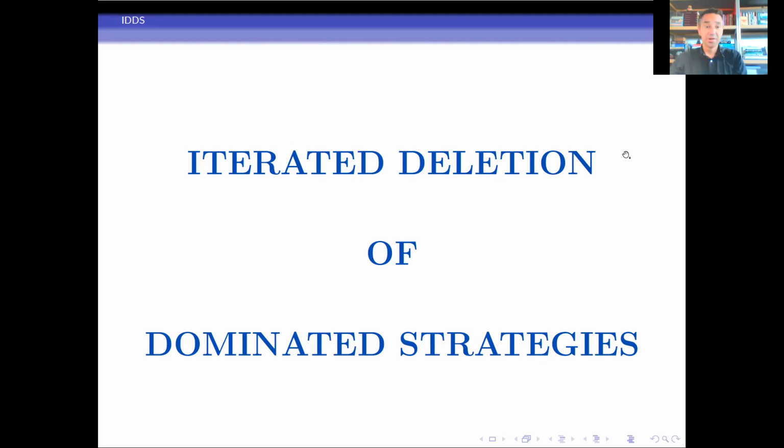One more remark, by the way. It's called iterated deletion of dominated strategies. That is a little bit inaccurate in the sense that it should say iterated deletion of strictly dominated strategies. But we usually don't use that very heavy-handed phrase. And it's also referred to as IDDS.